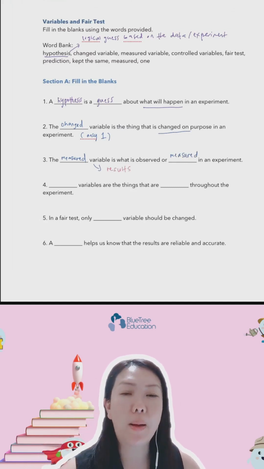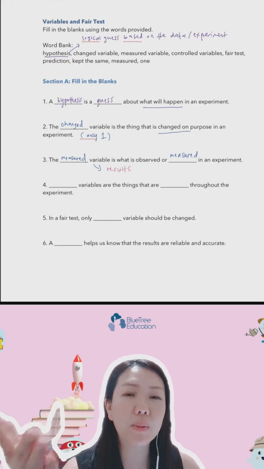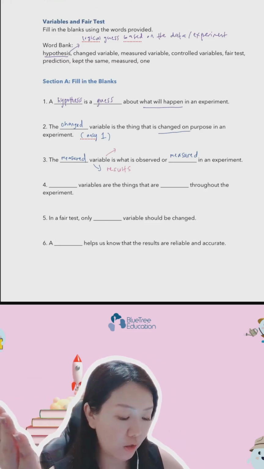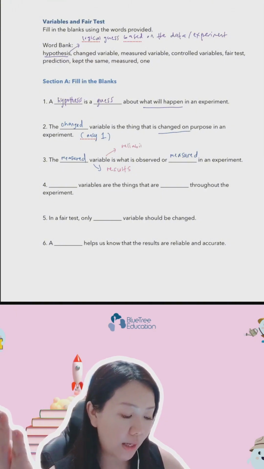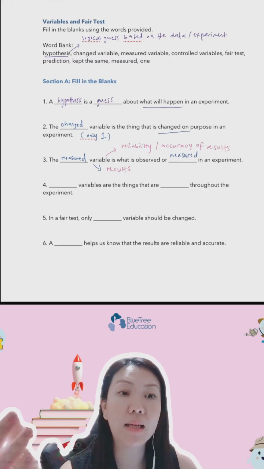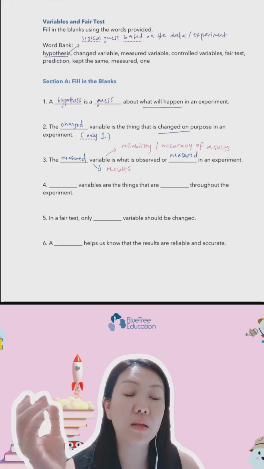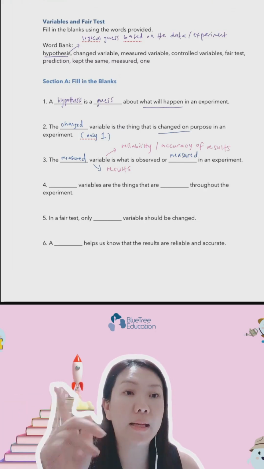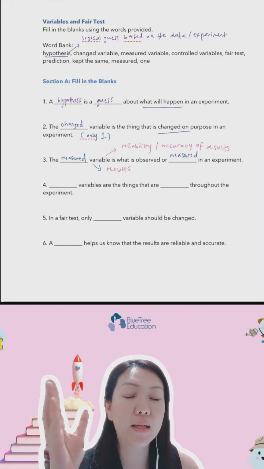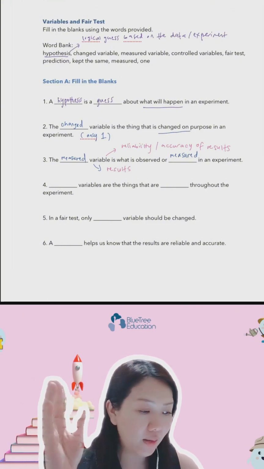So when you talk about accuracy and reliability, you must look at the measured variable. They always ask you about the reliability of the results, the accuracy of the results. Have you all seen these questions before? I'm sure you have, if you're in upper primary. When they ask you such questions, immediately look at the measured variable. Usually, if there's something wrong with the results, it is the measured variable. Okay, next one.